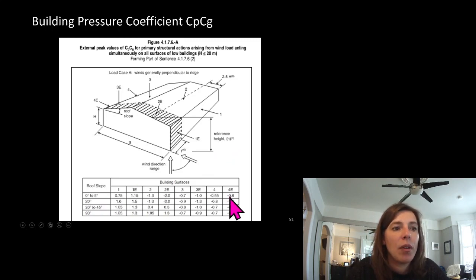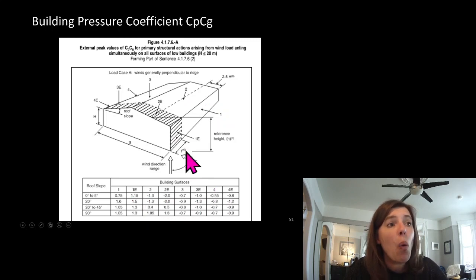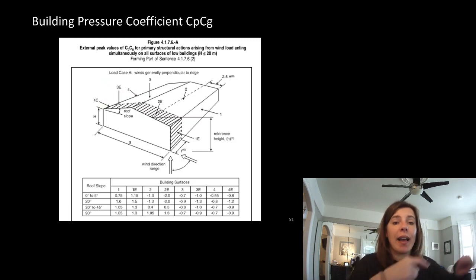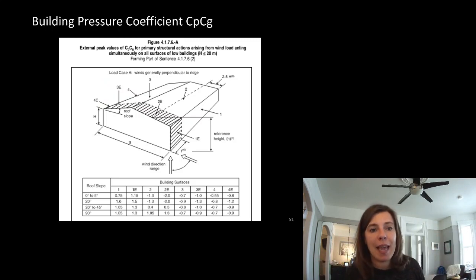I said we're going to use a 0 roof slope. 1 is our windward side of our wall, the main part of our wall. 0.75. It's not a negative number, so it looks like our arrow is right. It is pointing in that direction. Come over here to 4, which is the backside, or the leeward wall portion, is minus 0.55. So the arrow is pointing in this direction, but that negative means it's actually going in that direction. So both the windward and the leeward side are making the building move in the same direction.